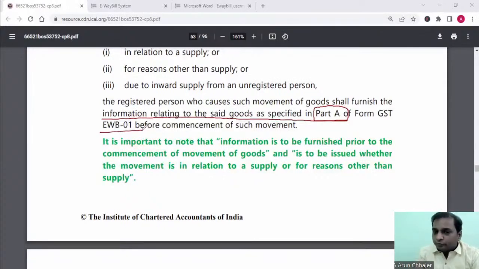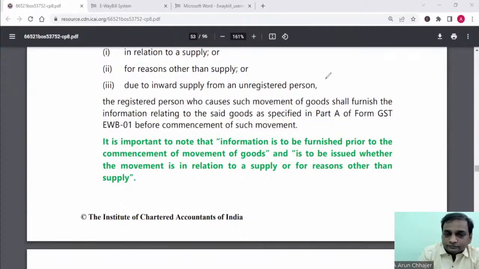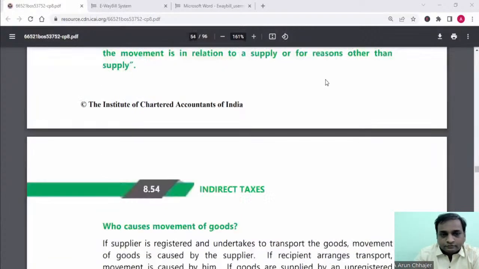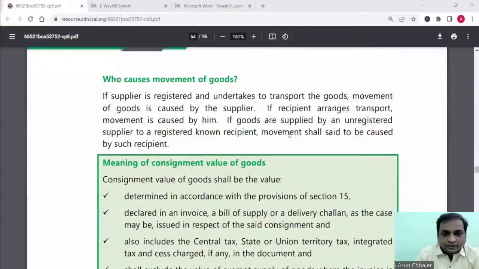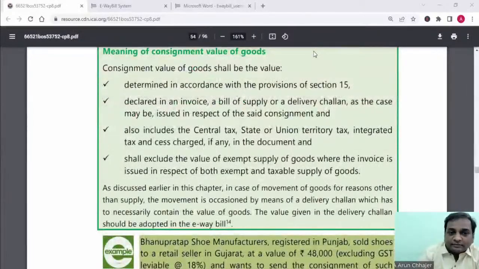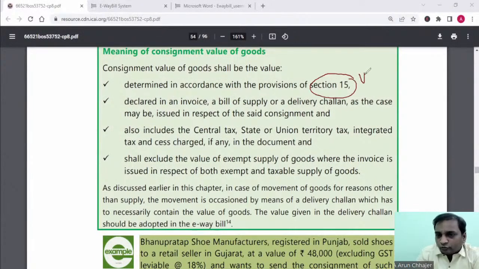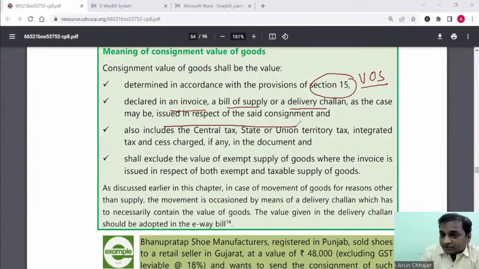Part A of EWB 01. What is the meaning of the consignment value of the goods? Determined in accordance with section 15. I hope you have completed the valuation chapter, the value of the supply. What is the value of the goods or services? You understand how to calculate the value declared in an invoice, or it can be a bill of supply, or it can be a delivery challan, as the case may be in respect of the consignment.